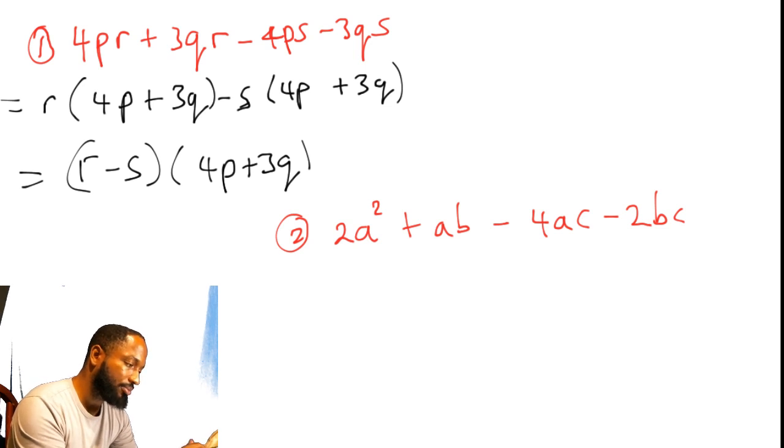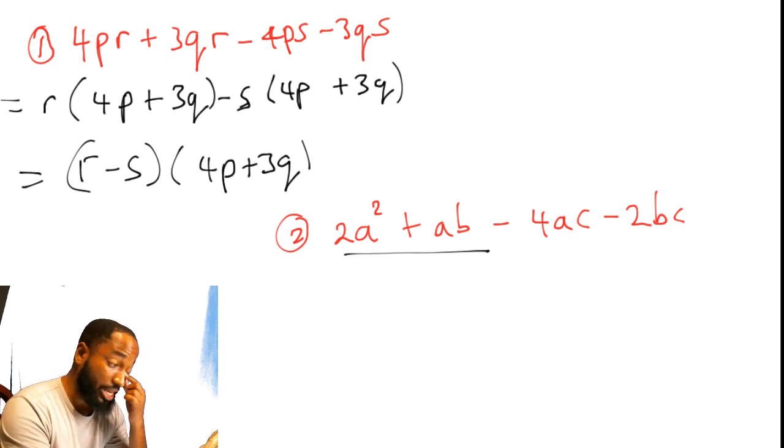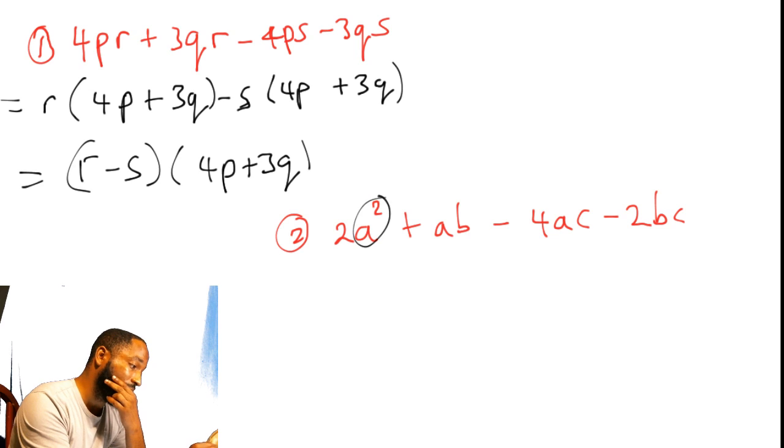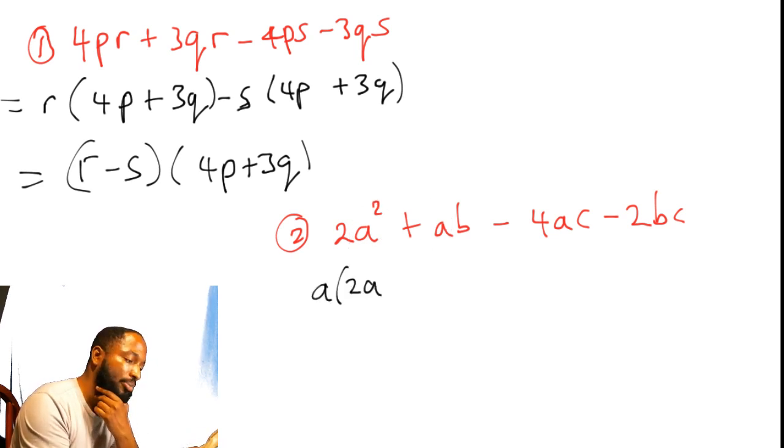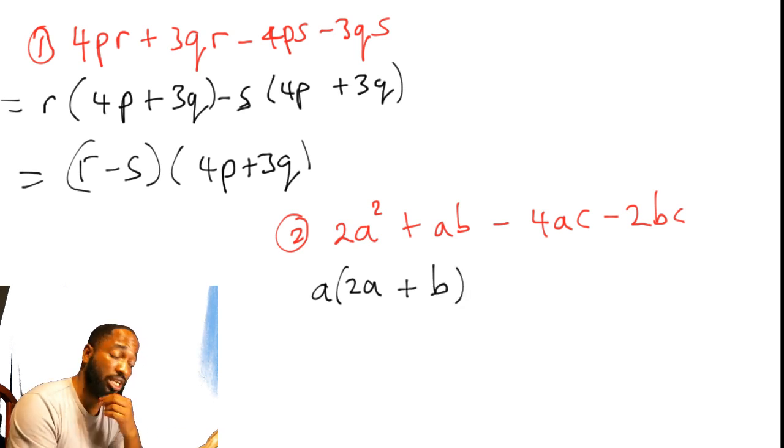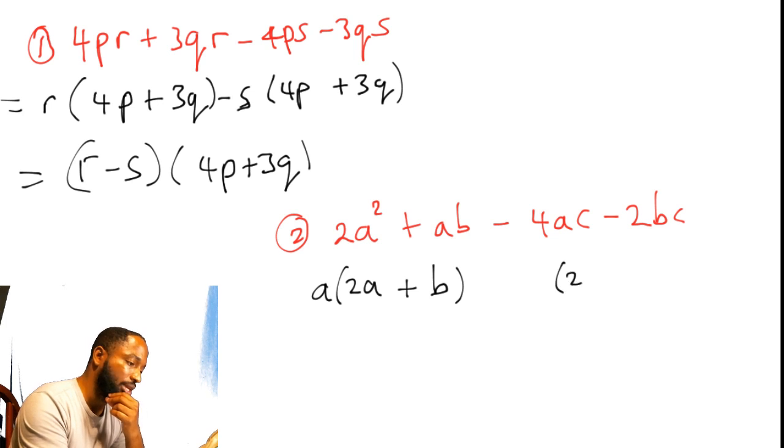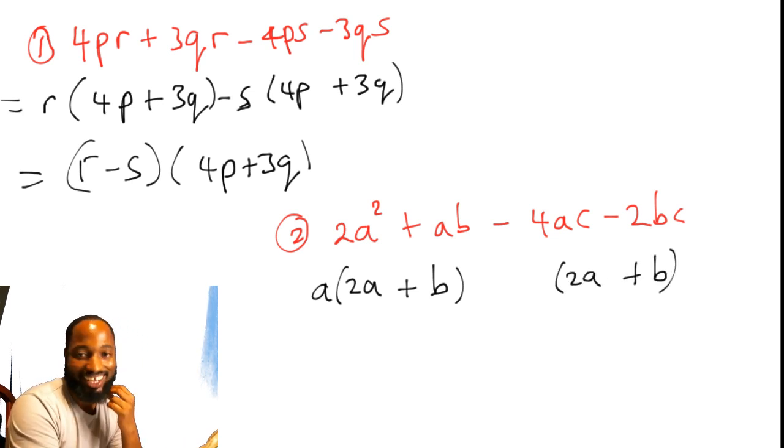How about this one? Now, be careful because you see a squared here. This means this is an a by an a there. So we actually have an a and an a common here. So we can take out an a and this will be 2a plus b. That one was a little tricky. Now we're going to put the 2a plus b here and hope for the best.